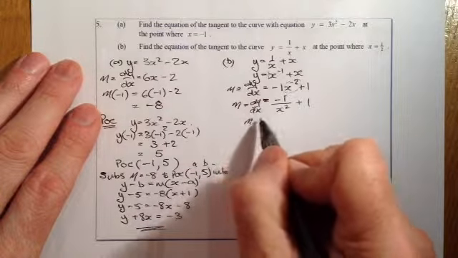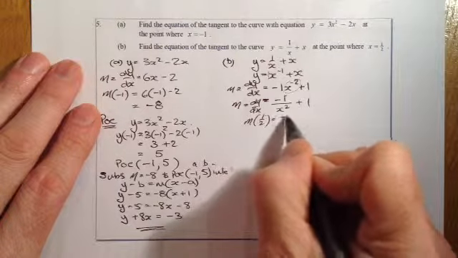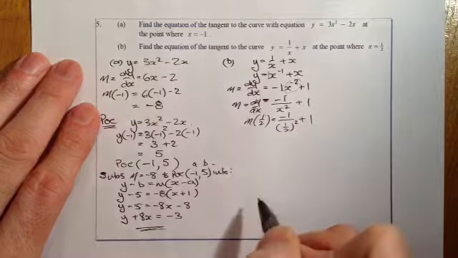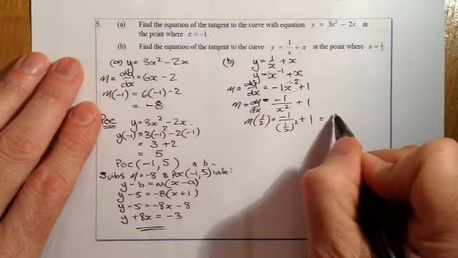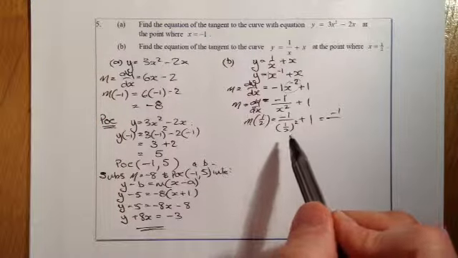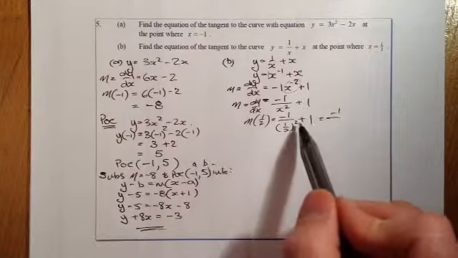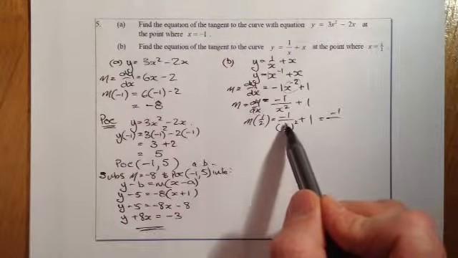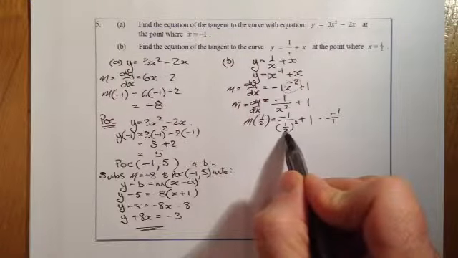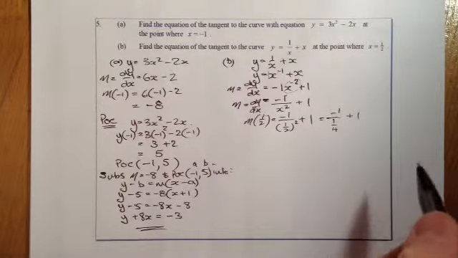Right, so what I want to know is my gradient when I substitute in a half. So I've got minus 1 all over a half squared, plus 1. If I square a half, there's two ways I can do that. It's a half times a half, which will give me a quarter. Or what I can do is square the top, which is 1, and square the bottom, 2 squared will be 4. So two different ways I can do that. And then I'm going to add on 1 at the end there.